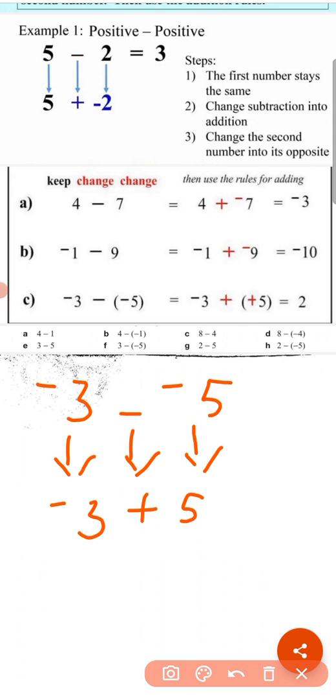Now we are adding two numbers with different signs. So subtract the numbers, that is 5 minus 3, 2. Since our larger number is 5 and it is positive, our answer is also positive. Clear?